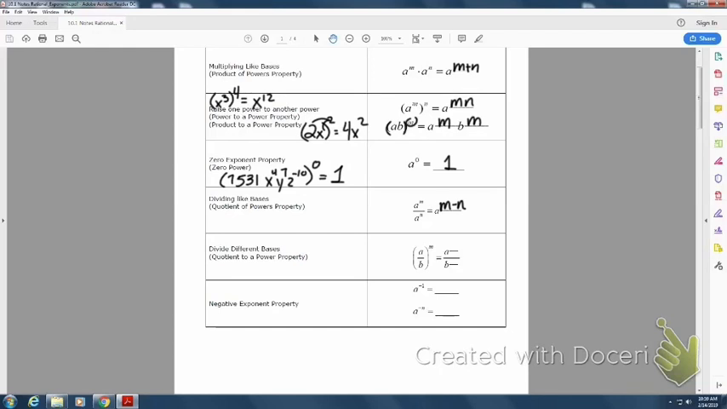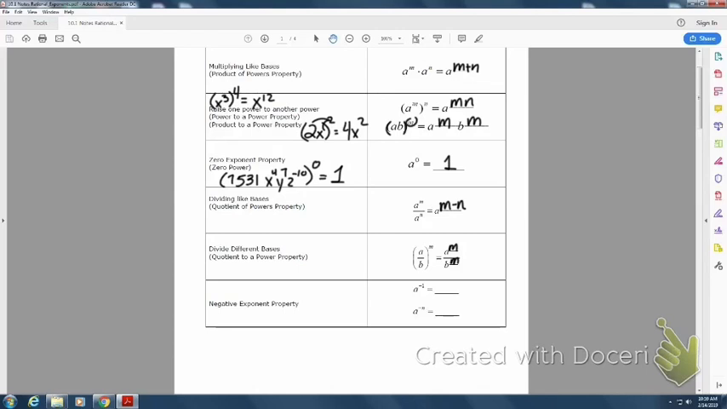This next one, dividing different bases, is very similar to this. That m is going to belong to both the numerator and the denominator.